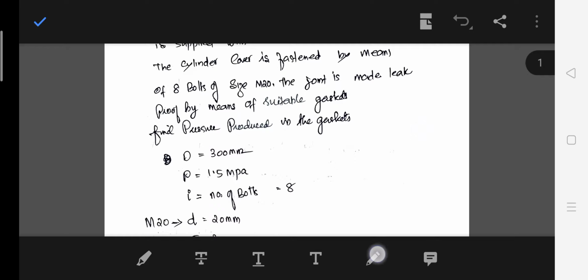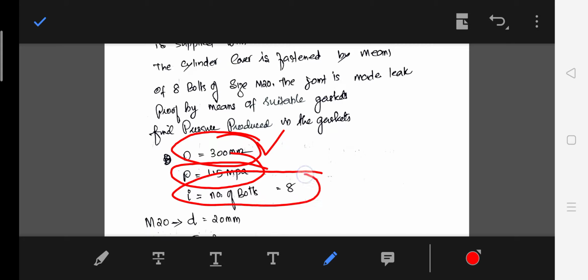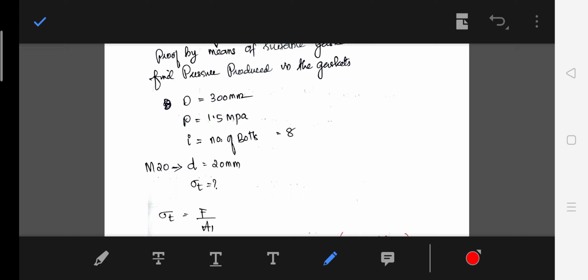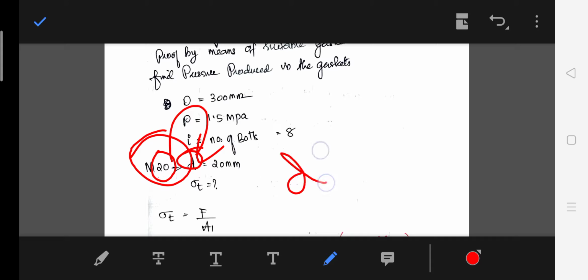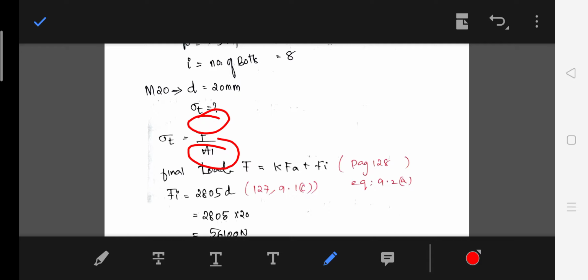So it's a very simple problem. It is given that D is the diameter of the cylinder, P is the pressure, and i is the number of bolts. M20 means 20 is the major diameter, so major diameter d is equal to 20 millimeter. We need to find the stress developed. We know that stress is equal to force by area, right? This is the total force, and for the area we have to take the area of minor diameter.